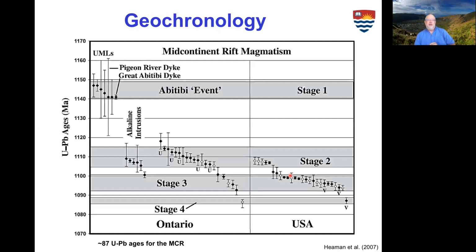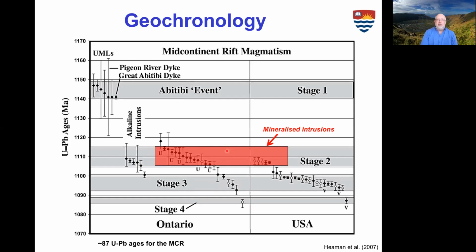If we look at the geochronology, this is Larry Heaman's compilation from 2007. We have this early event, which includes this Abitibi event. The Pigeon River Dike I probably wouldn't put there anymore, but it's a 1140, 1150 event going on, then there's a gap. Then we start seeing these 1120 age events coming in, which maybe you break up into these stages 1, 2, 3, and 4. The nickel copper PGE mineralized intrusions, as far as we know, are all sitting up at this point in time.